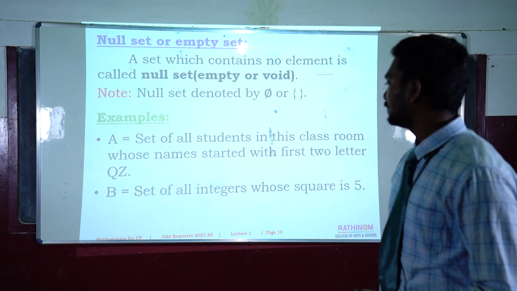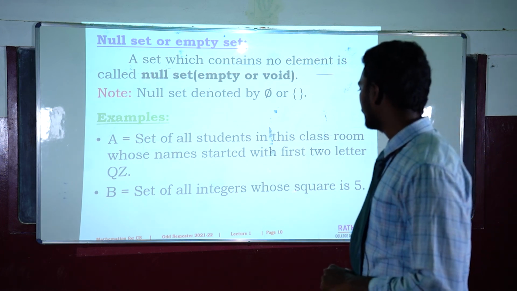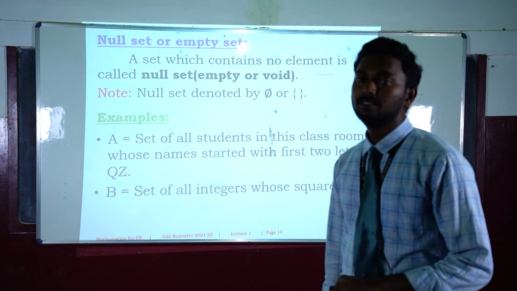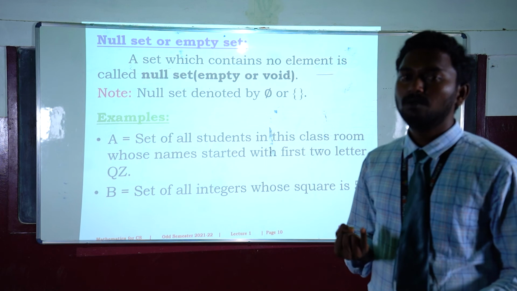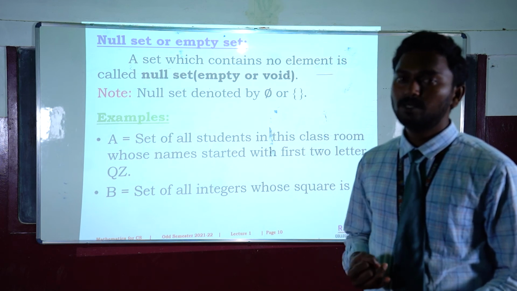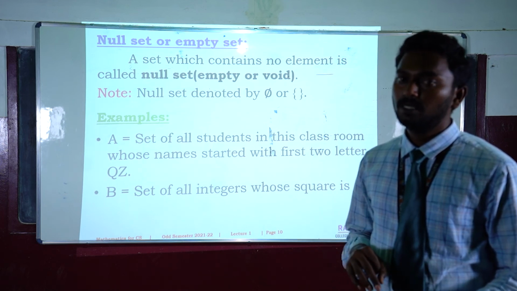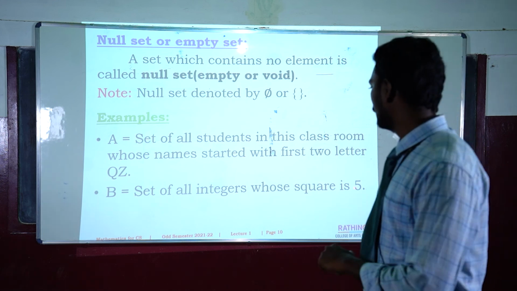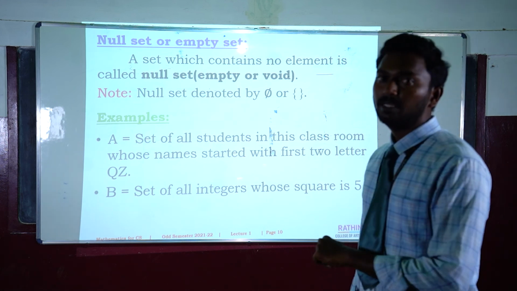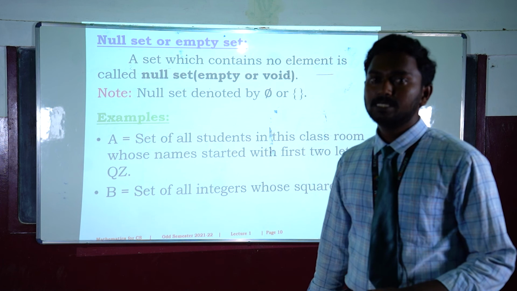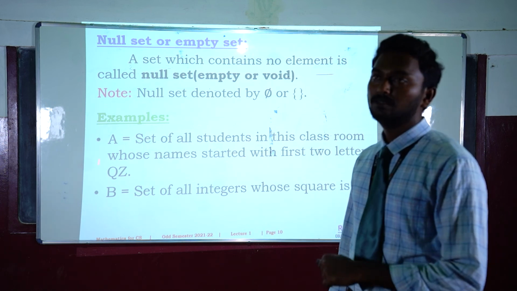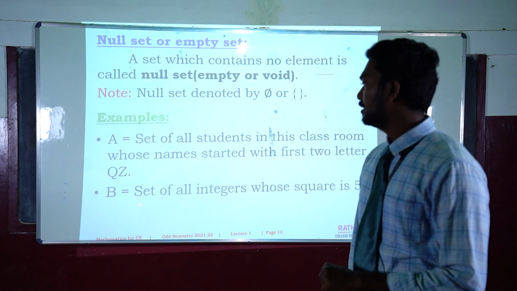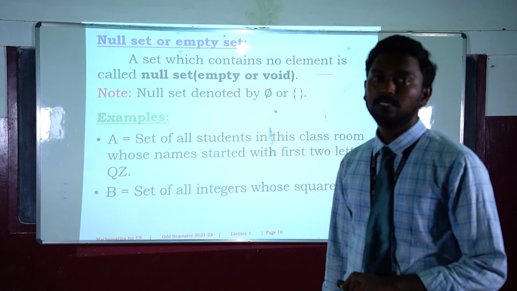And set B, the set of all integers whose square is 5. Take an integer, for example, take 1. 1 square is what? 1. 2 square is what? 4. 3 square is what? 9. So it is impossible to make 5 by using integers. So there is no element in the set B. Okay. So this B set is a null set.